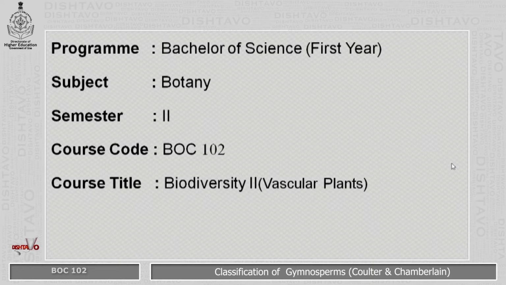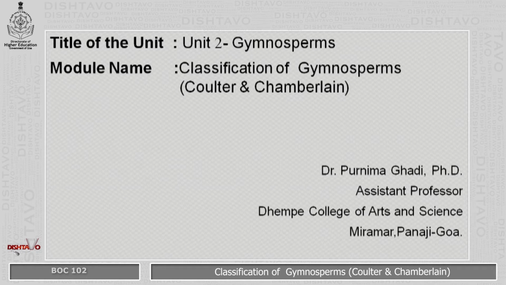Hello and once again welcome to the program of Bachelor of Science first year, subject Botany, semester 2, course code BOC 102 and course title Biodiversity 2, that is Vascular Plants. Title of the unit is Unit 2, Gymnosperms. Module name: Classification of Gymnosperms by Coulter and Chamberlain.